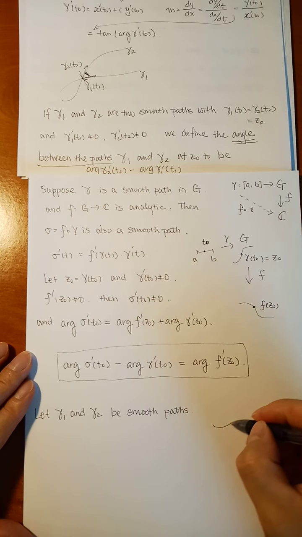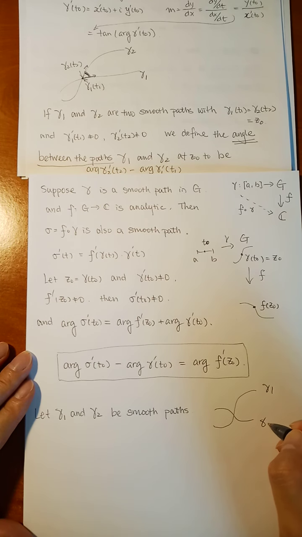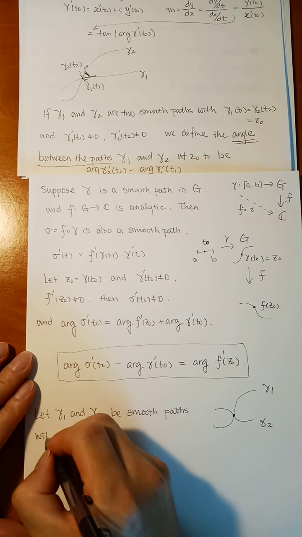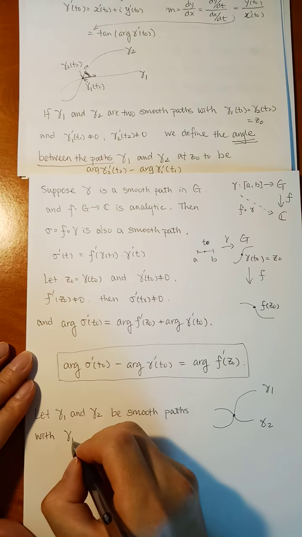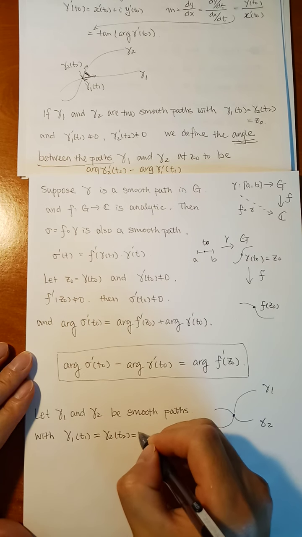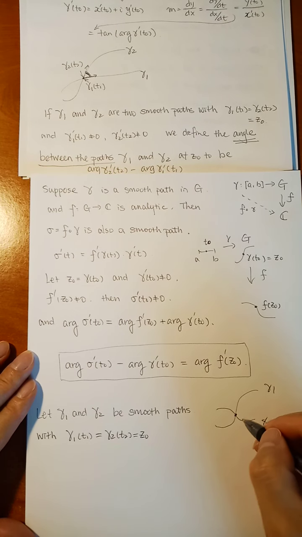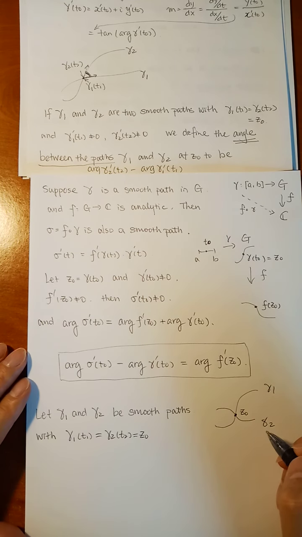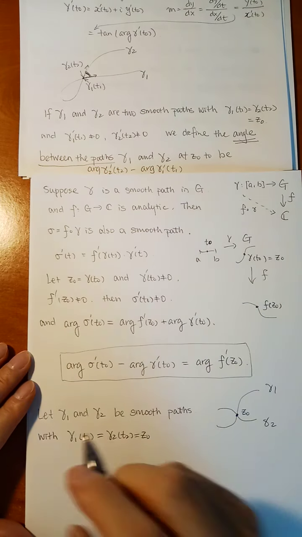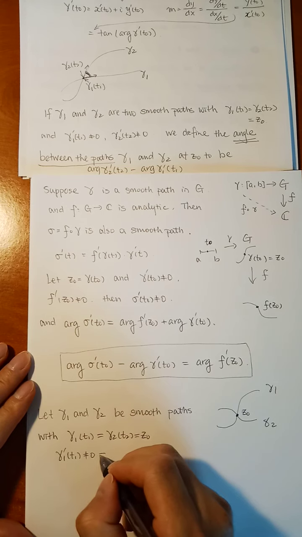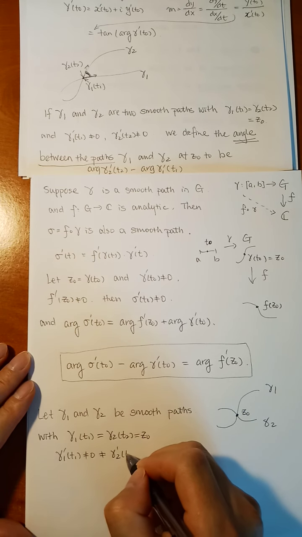Okay, this is gamma 1, gamma 2. They have an intersection: gamma 1 of t1 is equal to gamma 2 of t2, which is equal to z0. They overlap at the same point z0. And of course, we require gamma 1 prime of t1 is not equal to 0, and it's not equal to gamma 2 prime of t2.